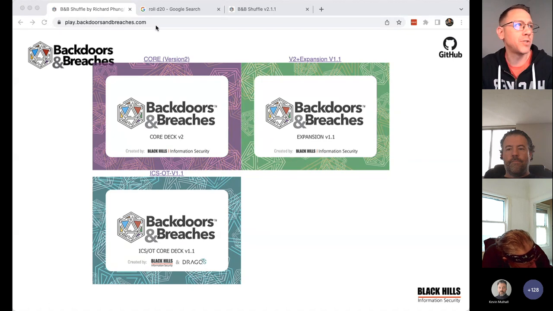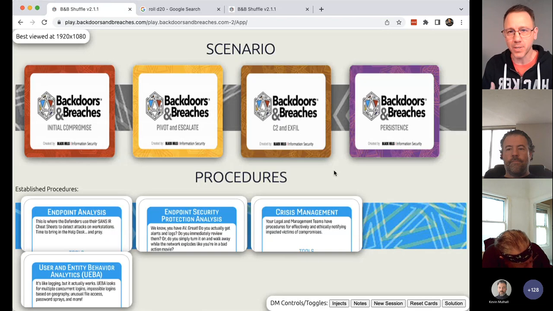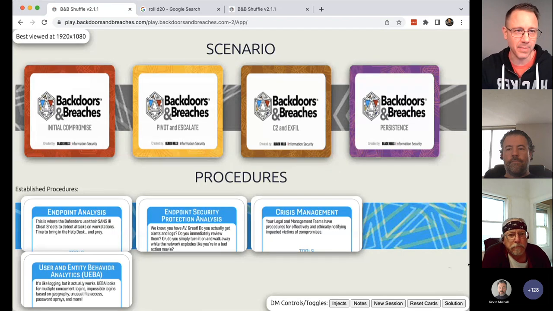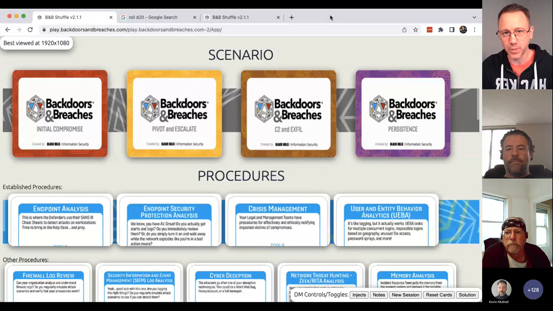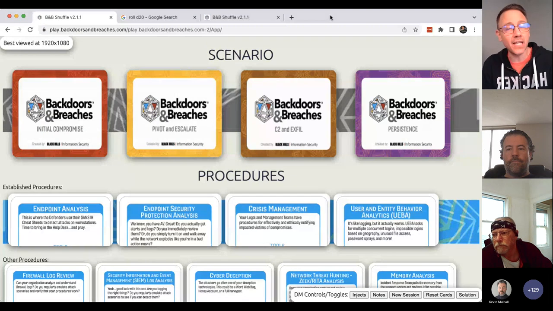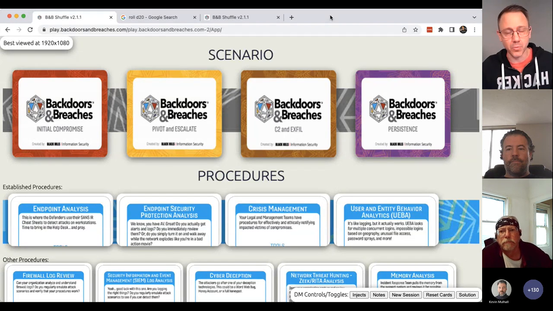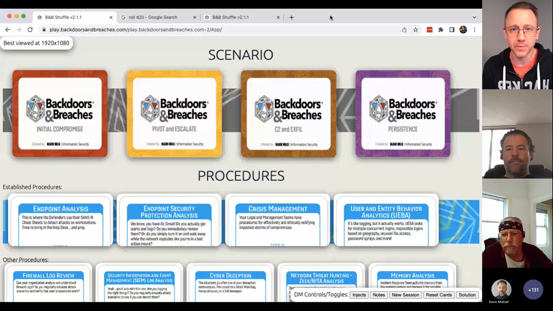So what we're doing right now is we're using a thing called play.backdoorsandbreaches. This is a physical card game that we created prior to the pandemic. And the reason why that's important is because we created a card game before the pandemic because we thought people would play cards together at their facilities and organizations and actually learn cybersecurity together. And then once the pandemic hit, we realized that none of you were together. And so we had to start doing these things where we had Zoom sessions and we created a Zoom version of this game. And then we gave it away completely for free.